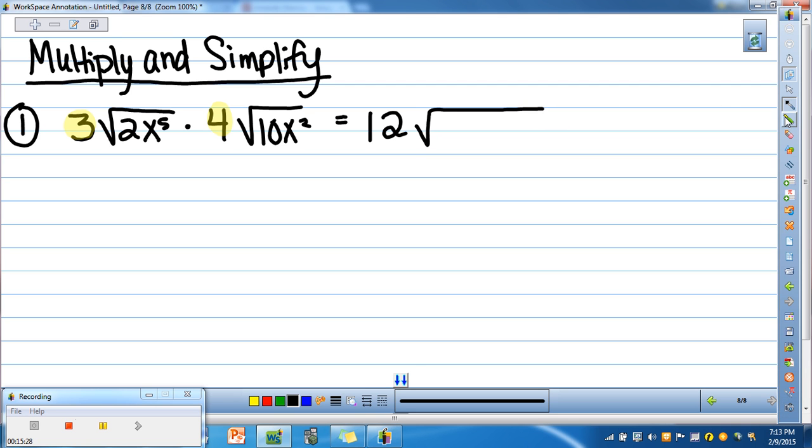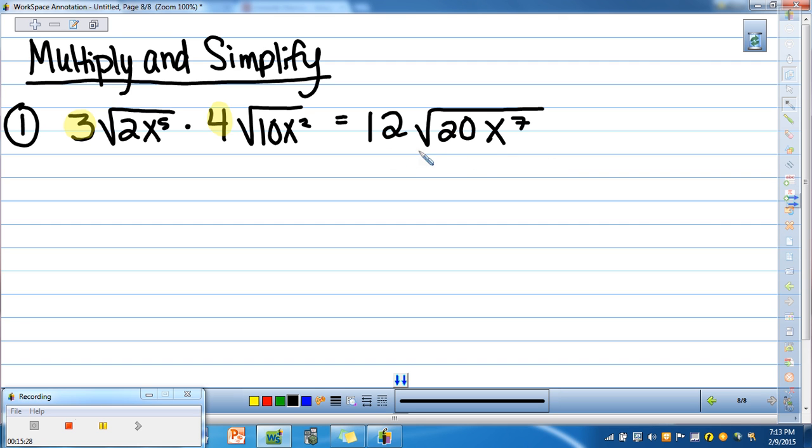Now we can multiply the insides of the radical. 2 times 10 is 20. x to the 5th times x squared is x to the 7th. Remember that we want to add our exponents when they are being multiplied and they have the same base.